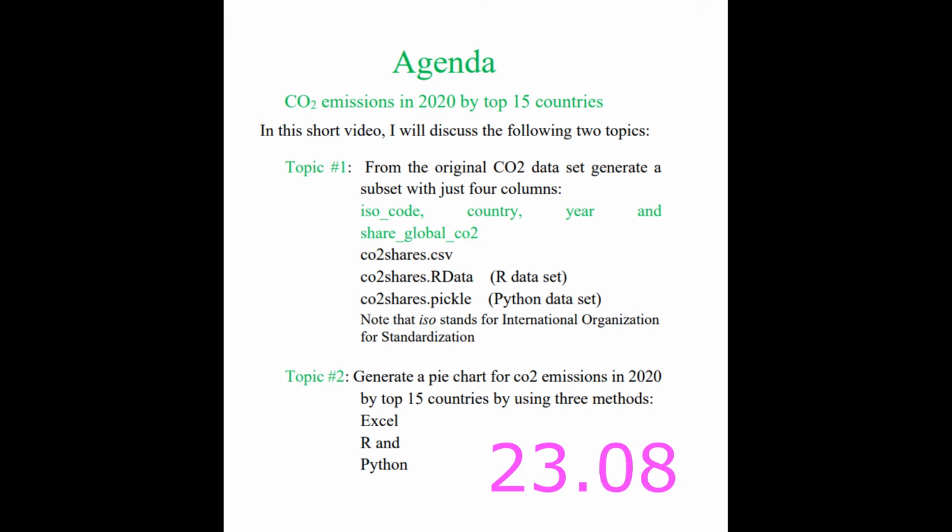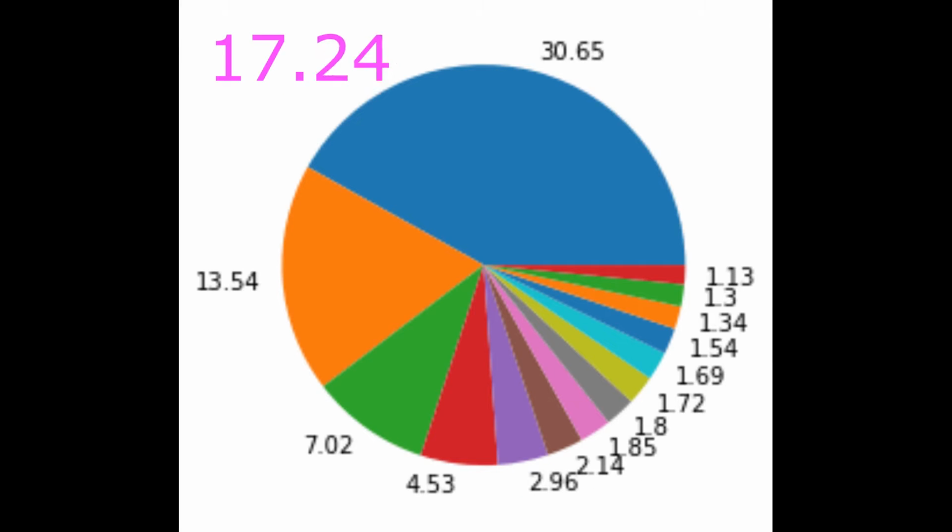Again, we are going to use 3 methods: Excel, R, and Python. This picture is very close to our final result in terms of Python code. 2 questions. Who are the top 3 countries? Second one. How many lines of R code to generate such a pie chart?